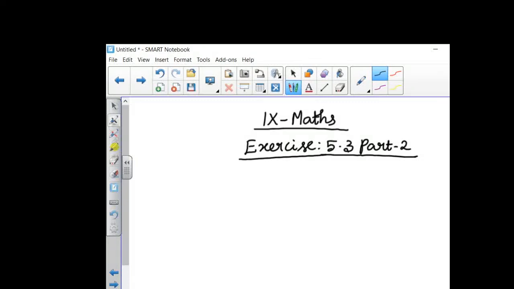Good morning, students. Today we are going to see exercise 5.3 part 2. Already we have completed 4 sums in this exercise. So today we are going to start from question number 5. The question is: O (0, 0) is the center of the circle whose one chord is AB.